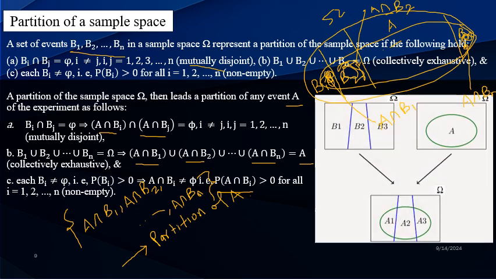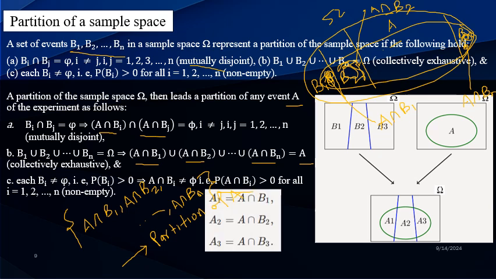Graphically, if you take a sample space partitioned into three regions B1, B2, B3, and you come up with an event A, then event A also has a partition A1, A2, A3. A1 is A intersection B1, A2 is A intersection B2, A3 is A intersection B3. You can easily see this visually. So this is the idea of partitioning. Once we have the idea of partitioning, can we compute the probability of A from this scenario?